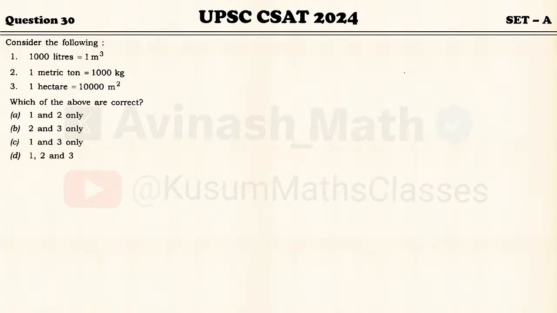The next question is question number 30. It is related to units, right? So consider the following. 1000 liters is equal to 1 cubic meter, right? 1 metric ton is 1000 kilogram, and 1 hectare is actually 10,000.